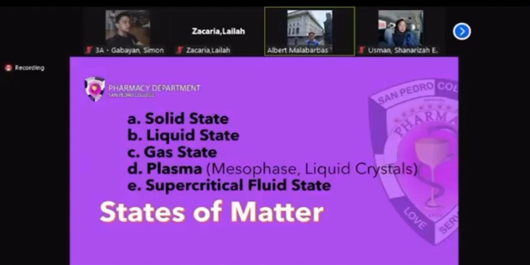So next part, let's have the different states of matter. What I'll be including here are just the important points that you need to know about the different states of matter in relation to pharmaceutical sciences. As mentioned earlier, tatlo lang tayo. We'll only discuss the three physical states: the gas state, the liquid state, and the solid state. Okay, so I'll start with the first one, your gas state.